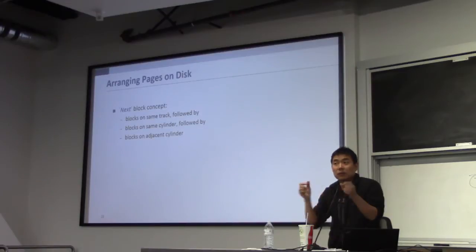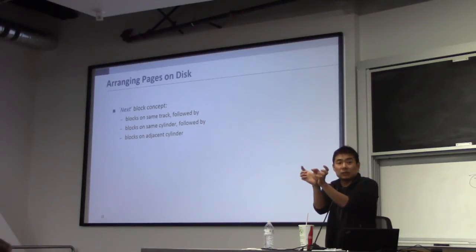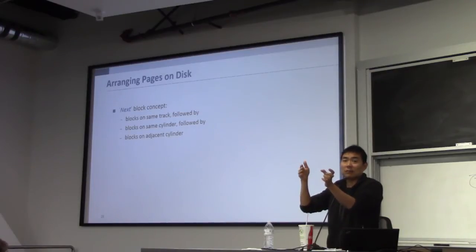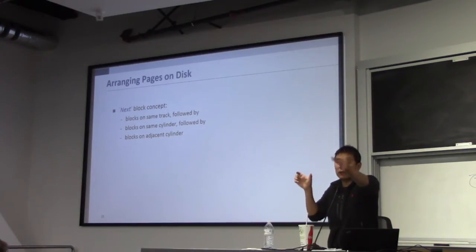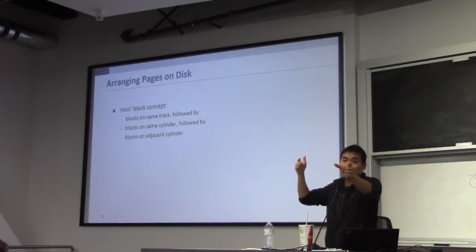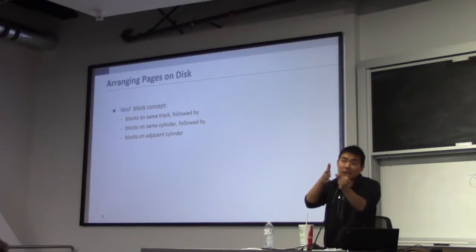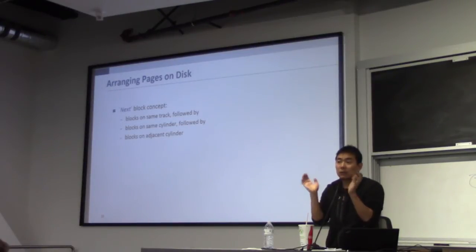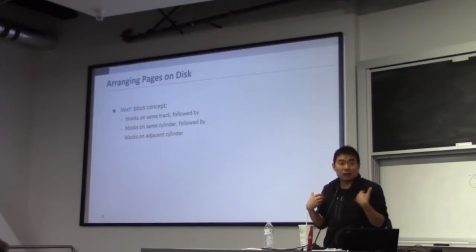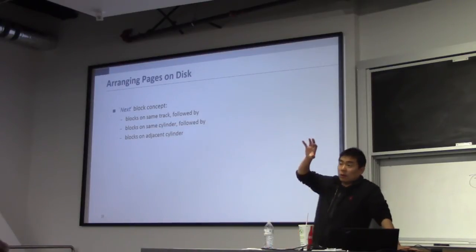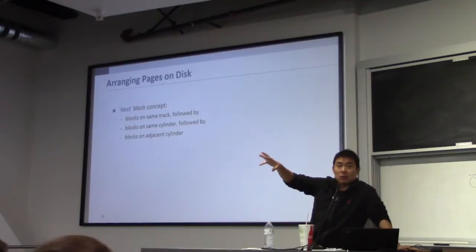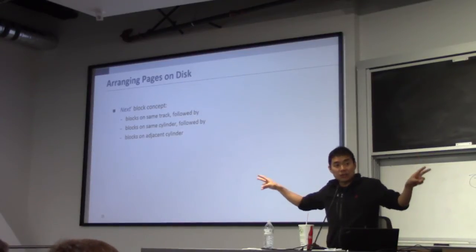Does that make sense? If I'm reading 2 blocks next to each other on the same track, I pay 1 seek time delay, 1 rotation delay, then I just wait for them to rotate and read them continuously. Versus reading 2 blocks, 1 block here, 1 block there: I pay 1 seek time, 1 rotation delay to get the first block. Then I need to move my disk again to pay another seek time and another rotation delay to get the second block. The latter approach obviously is way more expensive. Hence, when you are writing data back to disk, you try to increase this thing called locality.